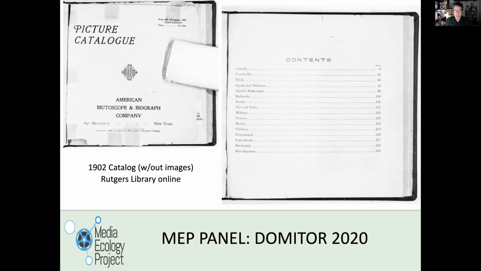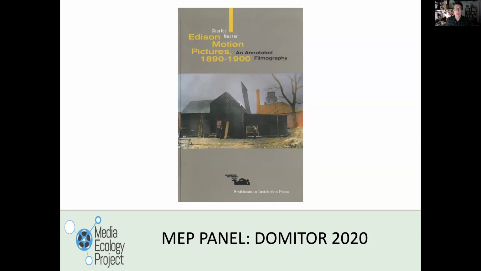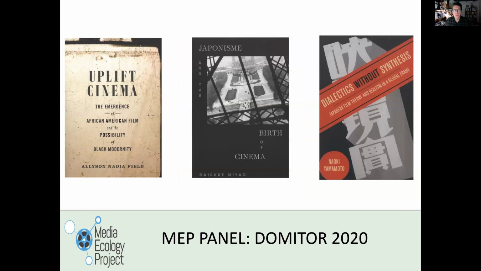What I'm going to focus on today are materials from the exhibitor catalogs that are related to this picture catalog. This is a catalog that's available from the Rutgers Library. We hope to put these materials into relationship with Charlie Musser's fantastic Edison book. We've talked to Charlie, we've talked to the Giornati people and we'll see what we can do about that. We certainly hope to.